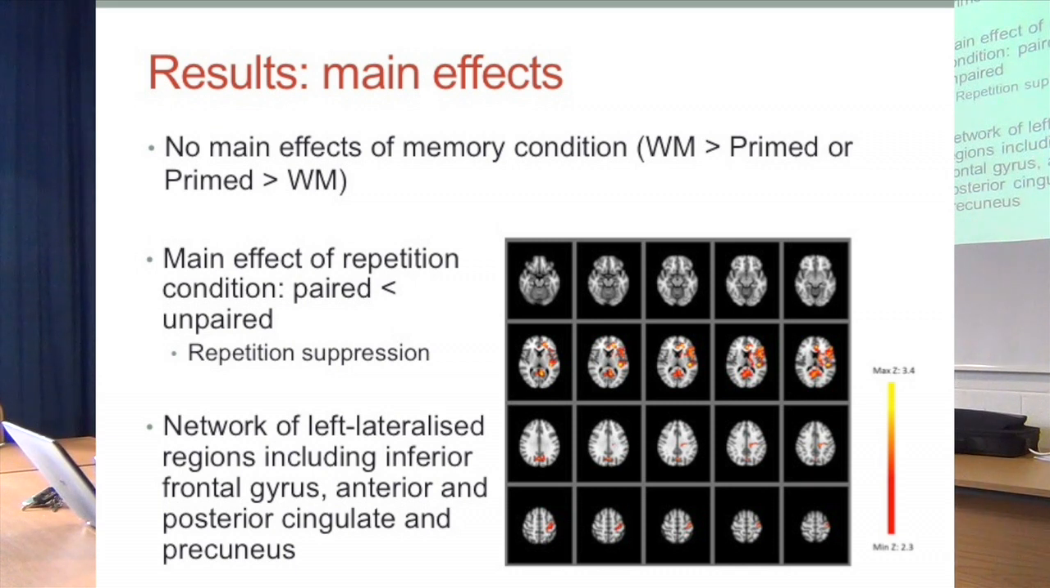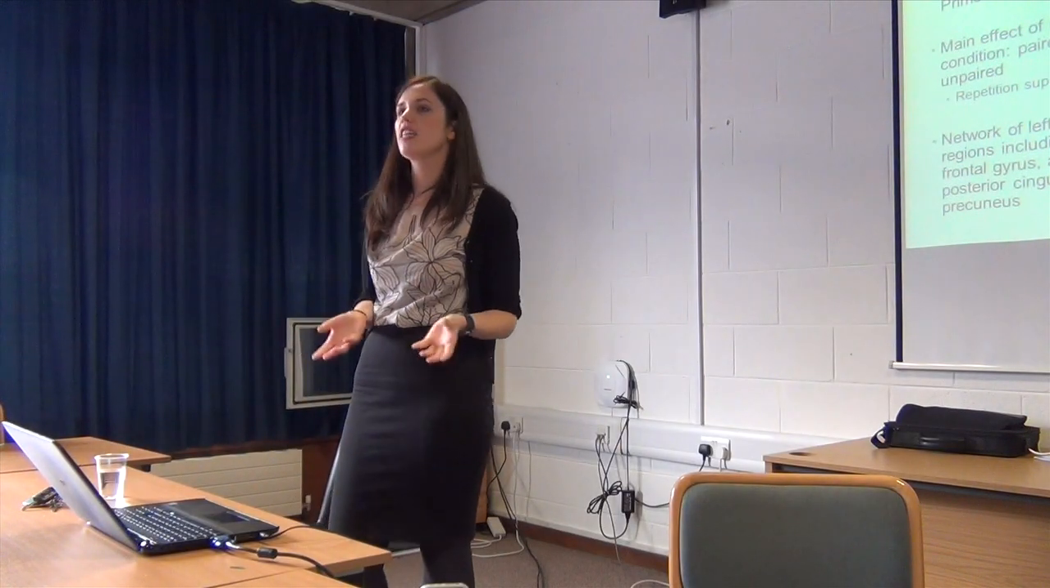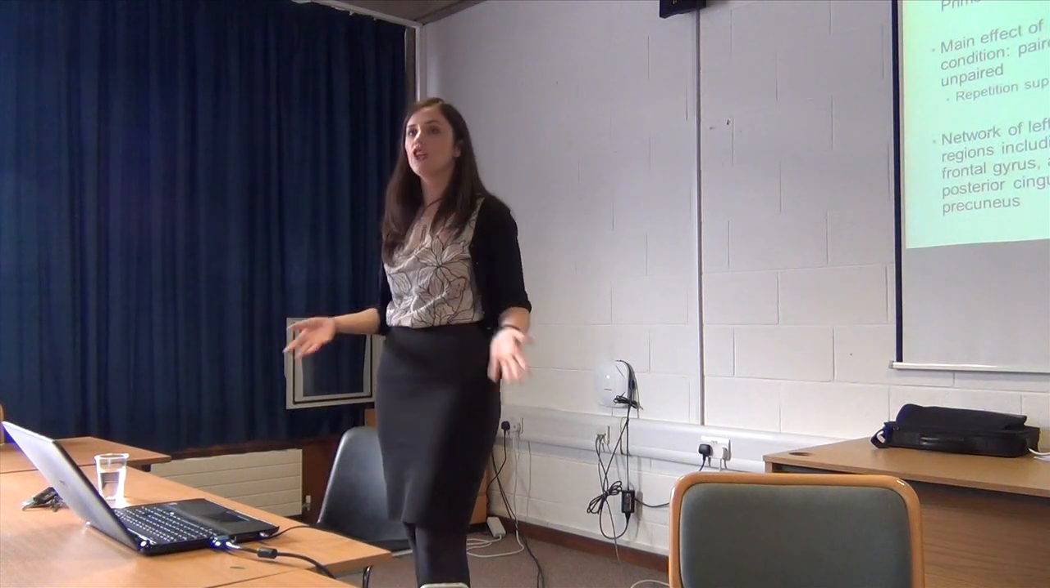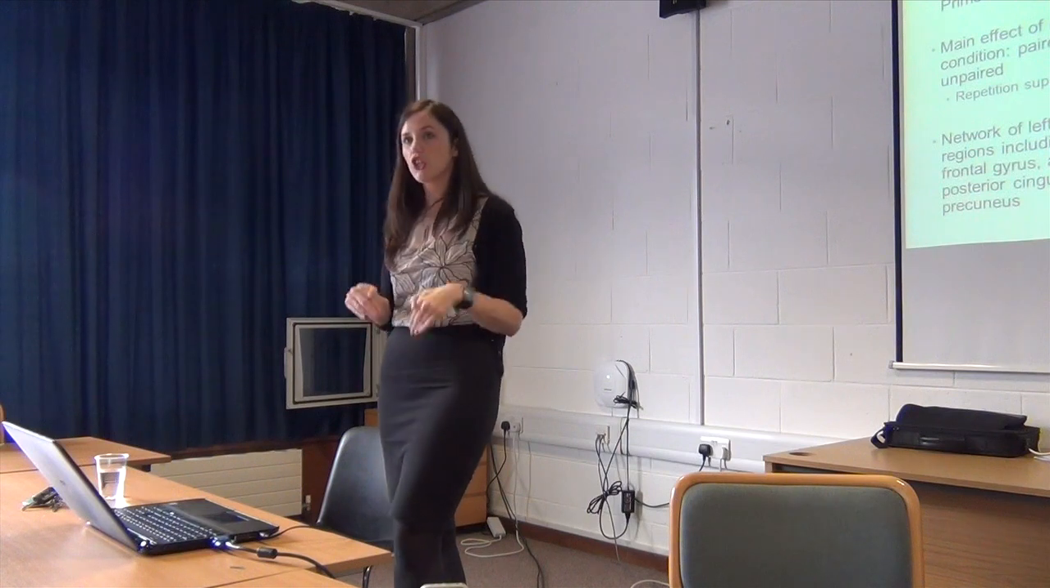So we saw increased response across both the working memory and primed items. So increased response during the unpaired relative to the paired condition. So this is effectively repetition suppression. So what we're seeing here is across both experimental conditions, we're seeing repetition suppression in a network of left lateralized regions, including the inferior frontal gyrus, anterior and posterior cingulate, you can see there, and the precuneus. Okay, so overall we tend to see repetition suppression. Again, this is not entirely surprising. We present stimuli once, we present them again. The second presentation, we tend on average to see a reduction in response.